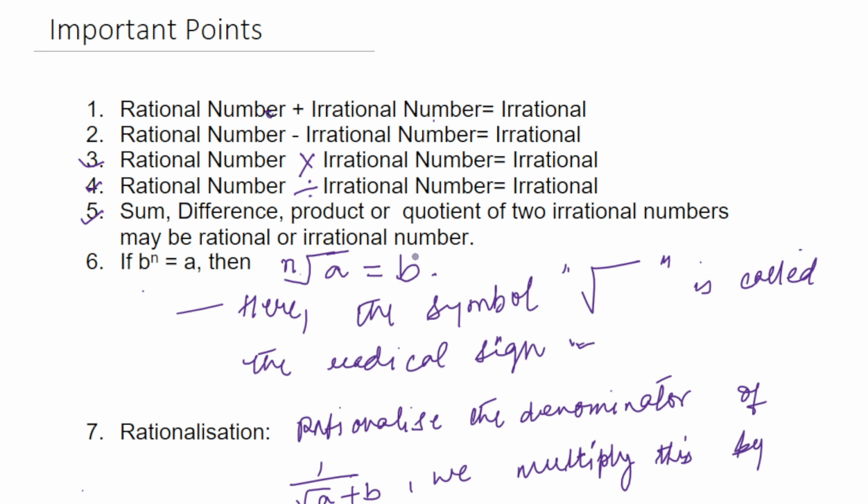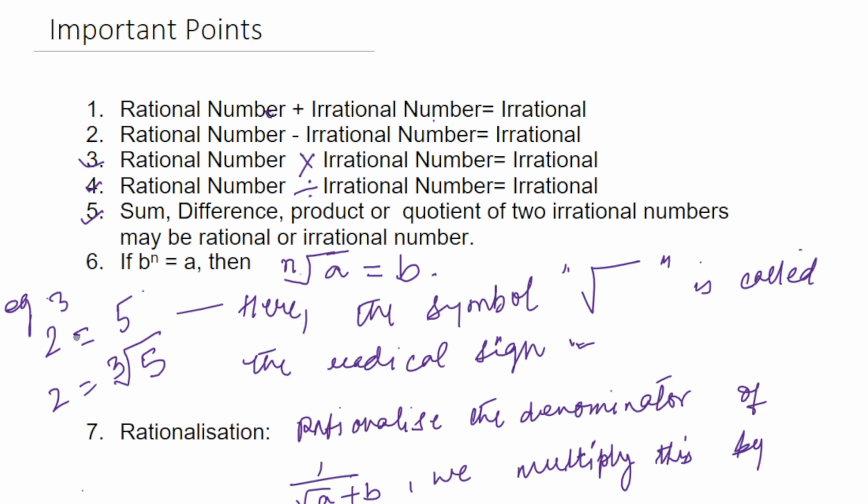Okay, let me make this more clear. Some more examples. Suppose you have, let's take some number, 2 to the power 3 equals 5. Then this 2 and this 3 will come under this radical sign, and then 5. This 3 will come here and this 5 will remain the same as it is. And this 2 will be this. So this sign is called the radical sign.